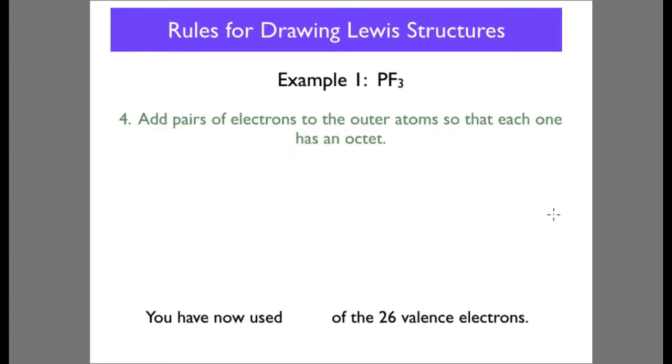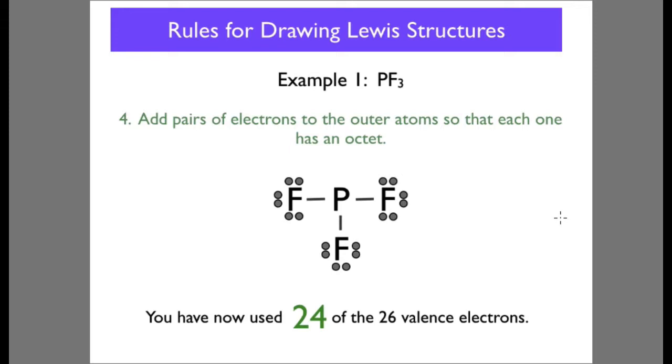Step 4. We're going to add pairs of electrons to the outer atoms so that each one has an octet. So, there we go. This fluorine here, for example, has 1, 2, 3, 4, 5, 6, 7, 8 electrons in its valence shell. Okay? So, we've now used 24 of the 26 valence electrons. If you were to count all of the lone pairs and the bonding pairs, we'll come to 24.